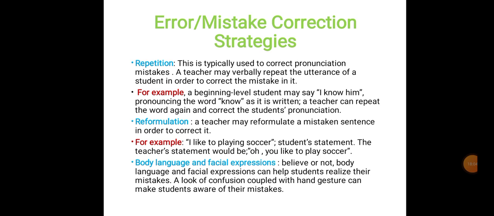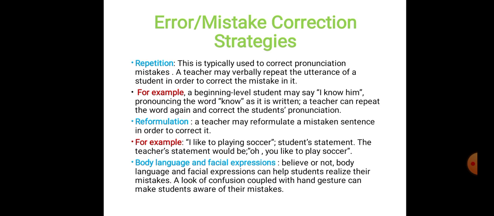Let's have an example. A beginning level student may say, "I know him," pronouncing the word "know" as it is written. A teacher can repeat the word again and correct the student's pronunciation. The second strategy is reformulation. A teacher may reformulate a mistaken sentence in order to correct it. Like, "I like to play in soccer." That is the student's statement. The teacher's statement would be, "Oh, you like to play soccer?" This is reformulation.